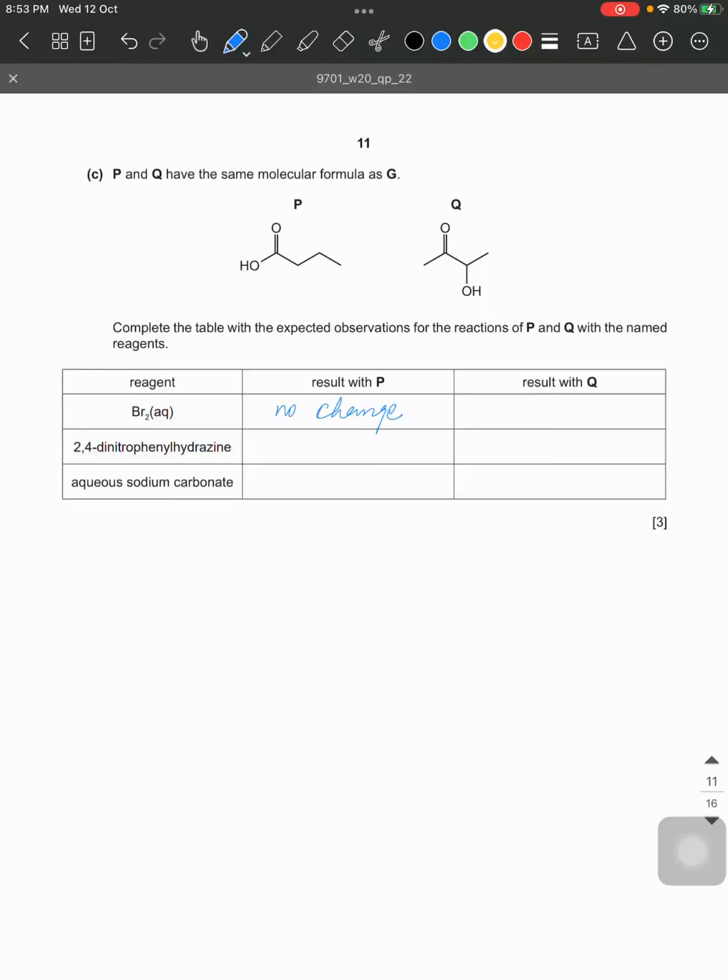Right. Then if you talk about the second one, this is one of them ketone and one of them alcohol. Again, there is no reaction of bromine with them. So you can say that there is no change.